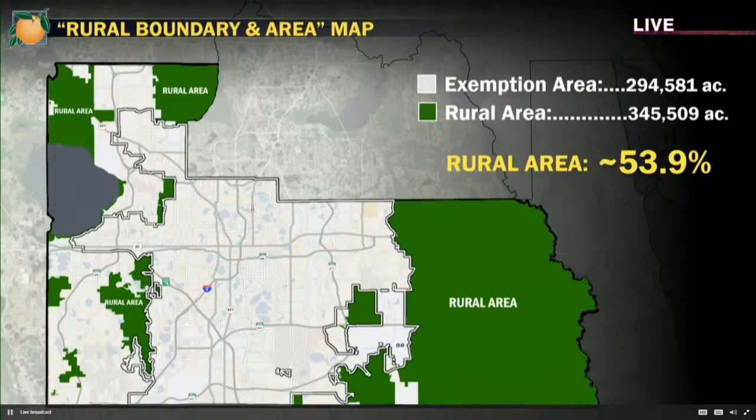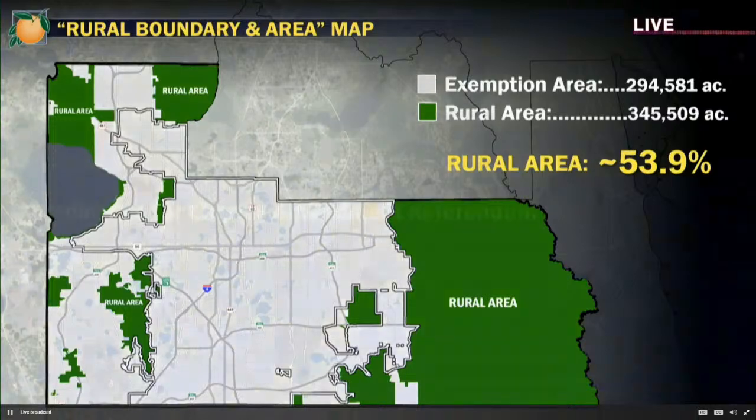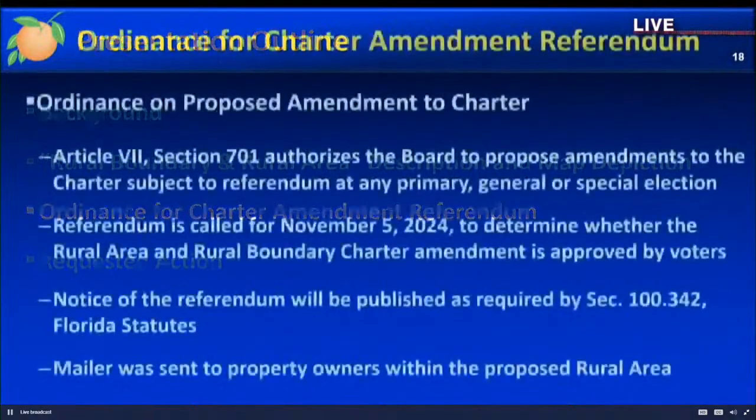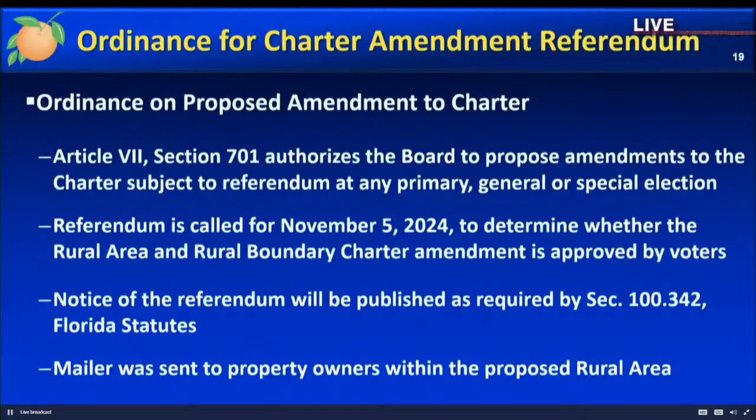So that gives you a general definition of what that rural area is, just over 345,500 acres of land. In terms of the ordinance itself for the charter amendment, Article 7 in the charter in section 701 authorizes the board to propose amendments to the charter subject to a referendum in any primary, general, or special election. The referendum is also called for the November 5th to determine whether or not the rural area, rural boundary charter amendment is approved by the voters.